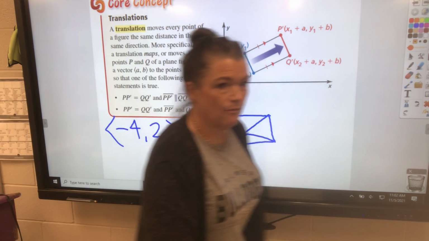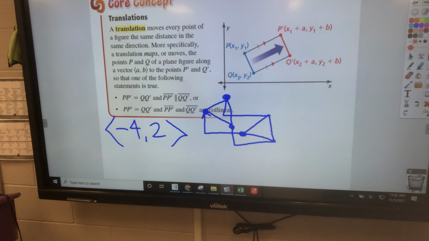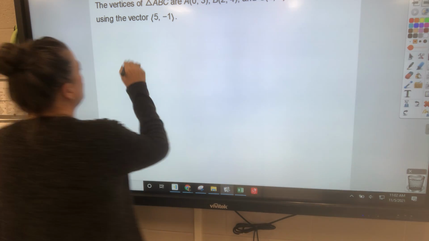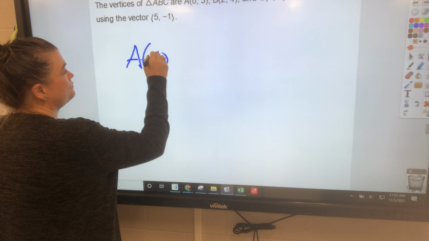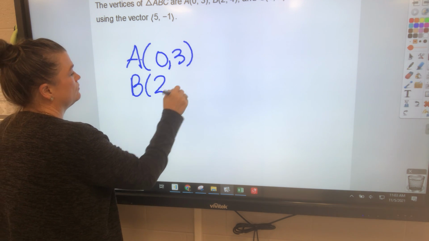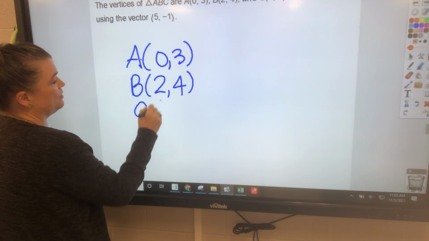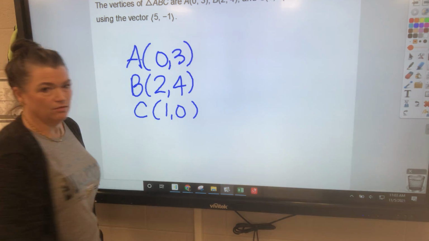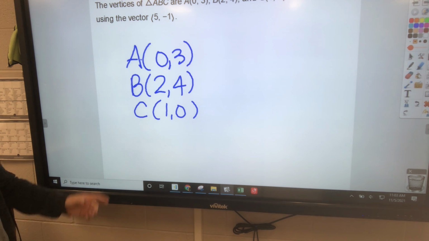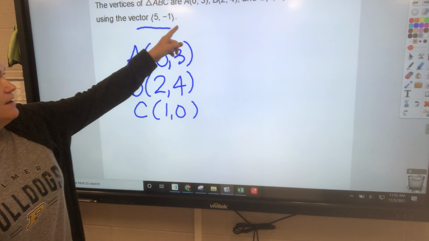Are y'all with me? It's what we did yesterday. Yes, it is. That's what we did yesterday, except I drew all the parts. All right, so here the question says, here are the vertices of the triangle. A is at 0, 3. And B is at 2, 4. And C is at 1, 0. So you got this triangle, right? You got 3 points, they're all joined, right? You okay? And then we're going to translate it using this vector.